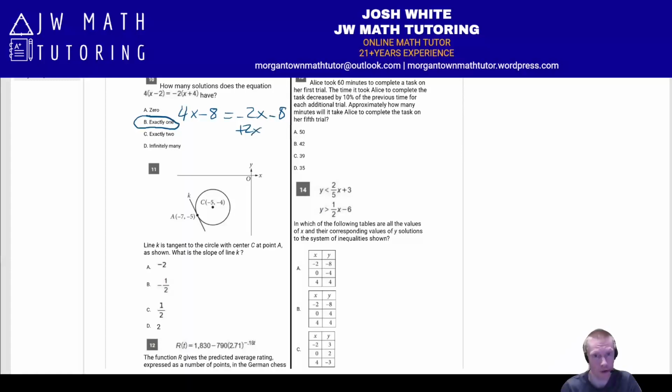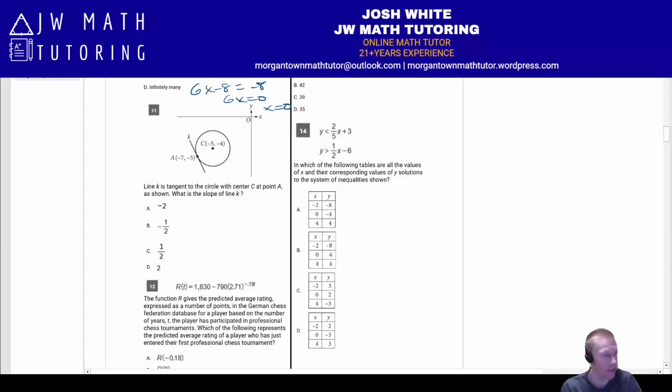But just to prove it, you could go ahead and finish solving it, and you get 6x minus 8 equals negative 8. And then if you add 8 to both sides, you just get 6x equals 0, or x equals 0, just dividing by 6. So there's exactly one solution, but you don't need to solve it out if you already recognize that since the x terms are different, it will have a solution.